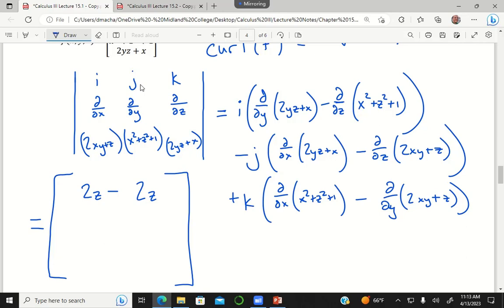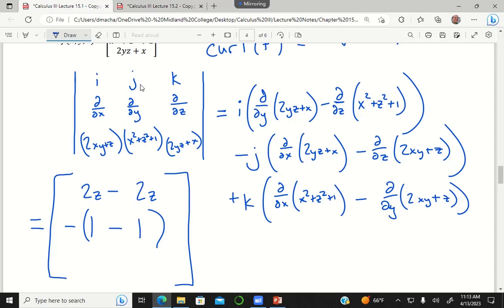And the next part, my j, is going to be my second entry in this vector. So what's the partial with respect to x of 2yz plus x? 1. And then minus, well, I guess it's supposed to be the whole thing negative, right? Because this is my j component. But minus, what's the partial with respect to z of 2xy plus z?